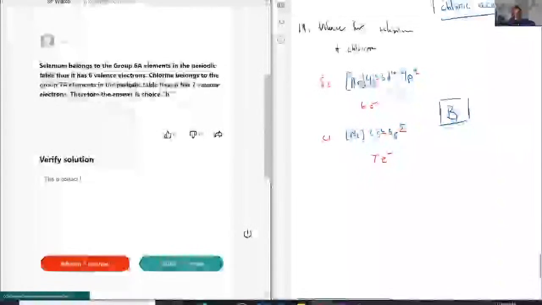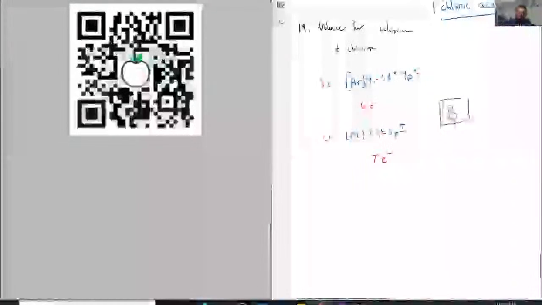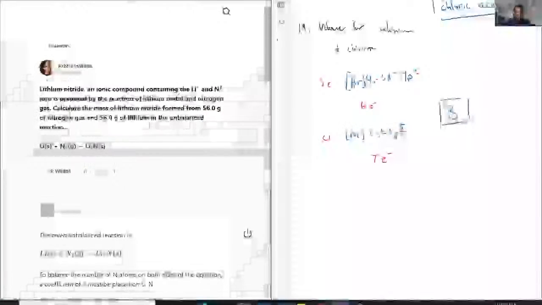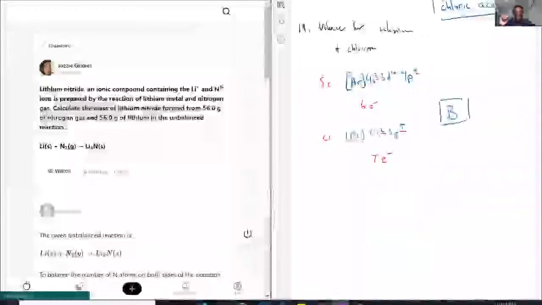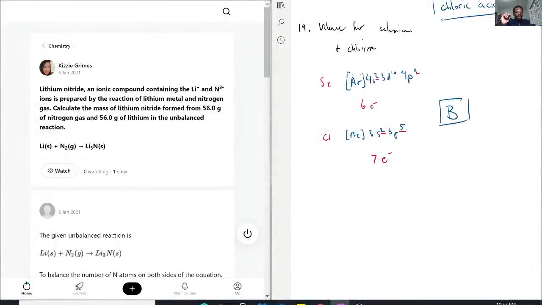And now for question 20. For the evening, we have lithium nitride, an ionic compound containing the lithium and the nitrogen ion, is prepared by the reaction of lithium metal and nitrogen gas. And now we want to calculate the mass of lithium nitride formed from 56 grams of nitrogen gas and 56 grams of lithium in the unbalanced reaction.